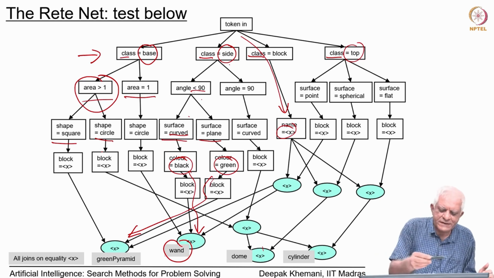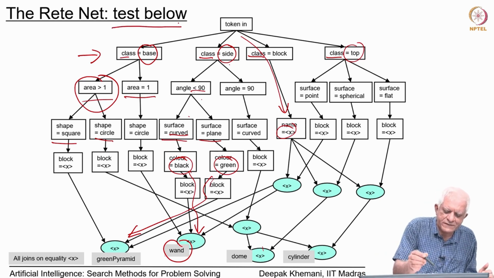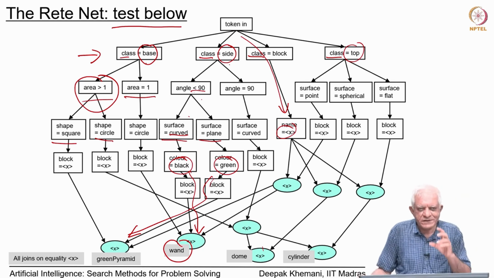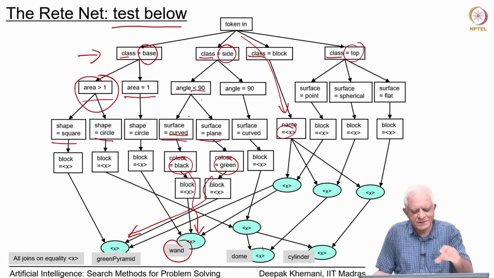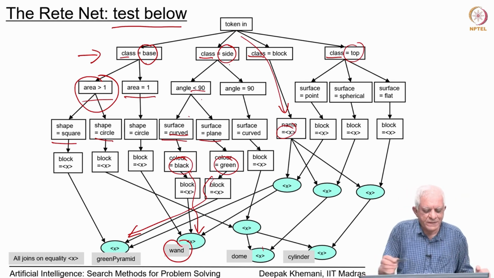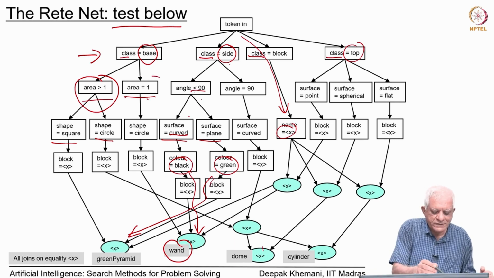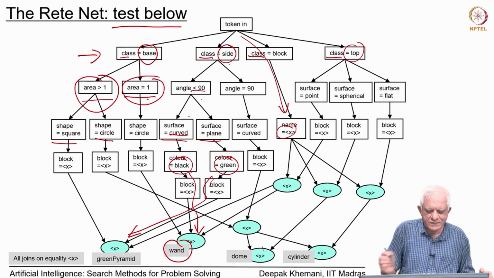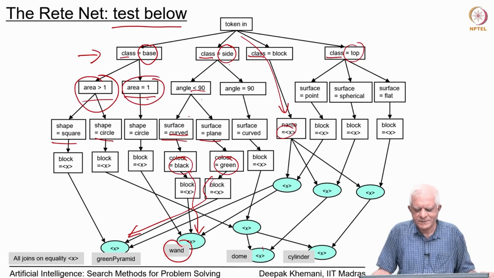Again, this is a concise representation, where the test is shown in the node which is below. The node is testing, saying that the class name is base, so get that token here. This is saying the area is equal to 1, so get that token from there, and so on. We have not drawn the test separately. When you implement, of course, you have to do that.